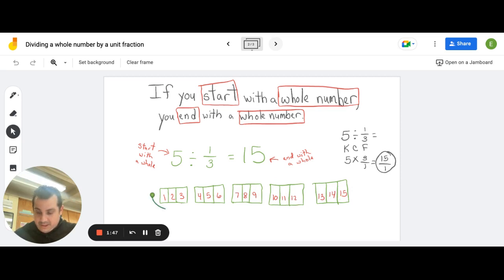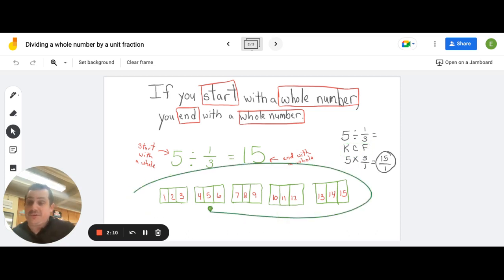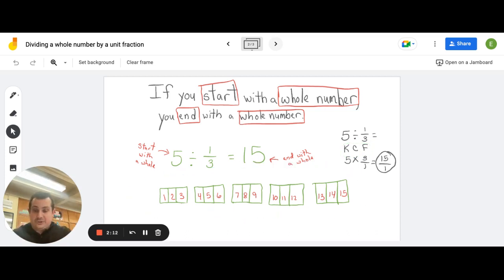There were 3 here, then another 3 is 6, another 3 is 9, another 3 is 12, another 3 is 15. Now, a lot of you may feel comfortable with the traditional way. Well, this is not really traditional, but computational-wise, we've gone over keep, change, flip. It's important that we show the model first, so then we can relate it to keep, change, flip.